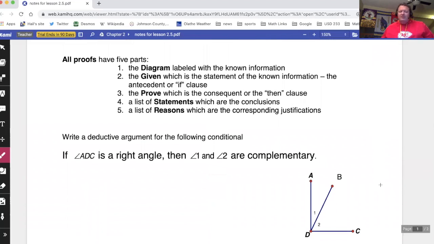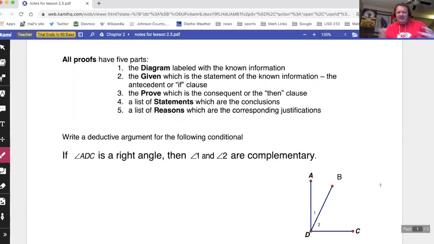Proofs will always have 5 parts. There'll be a diagram labeled with known information. Then there'll be a part that says given, so you have given information. You have to start with some known info. And then when it says prove, that's where we're trying to get to. So the given is connected to the if, where the prove would be the then. So we're trying to get there. And then we have a list of statements, and reasons which explain each of those statements. So there are 5 steps, like you can see here.